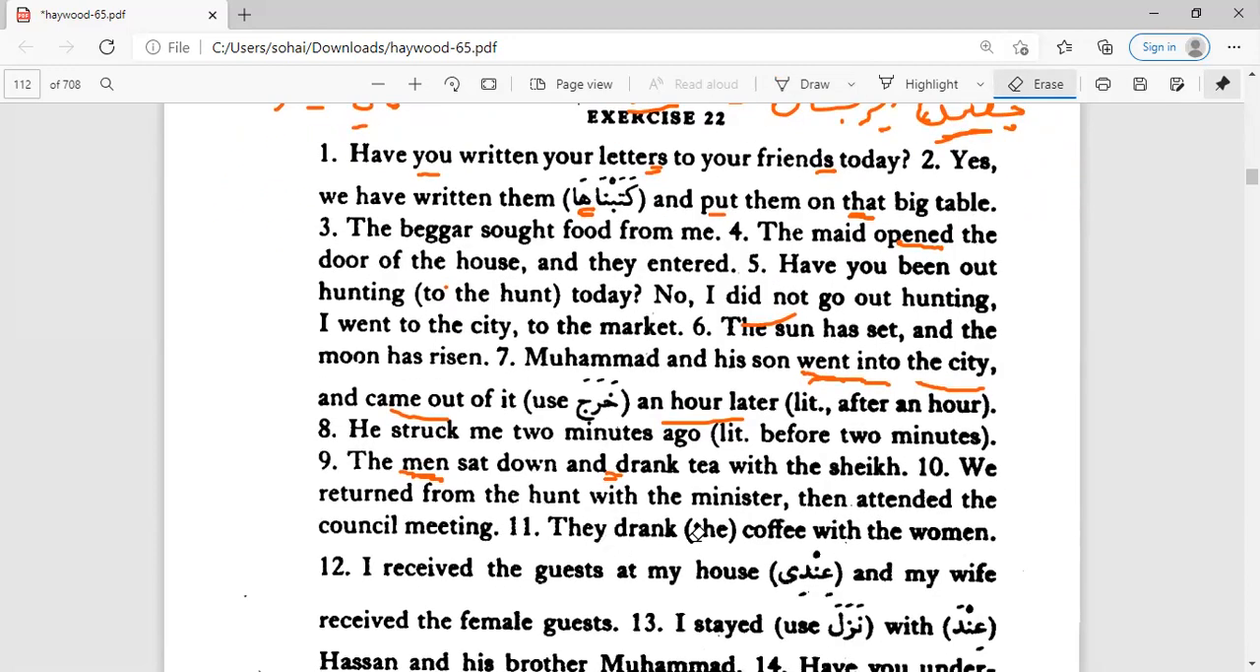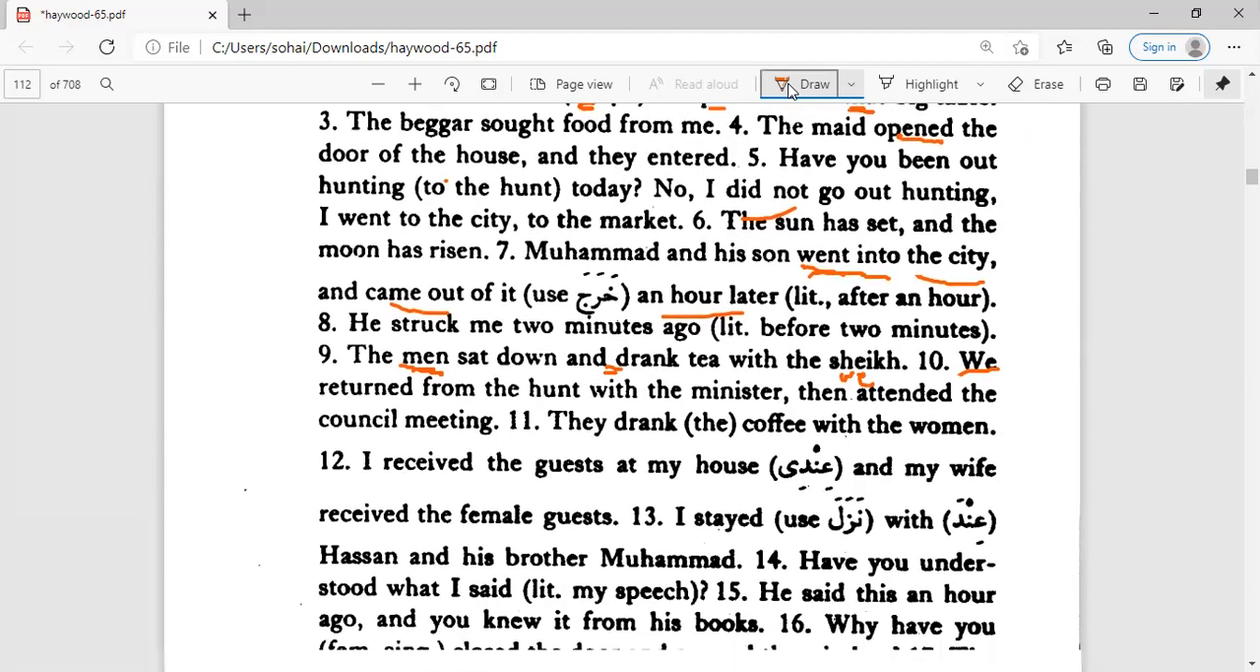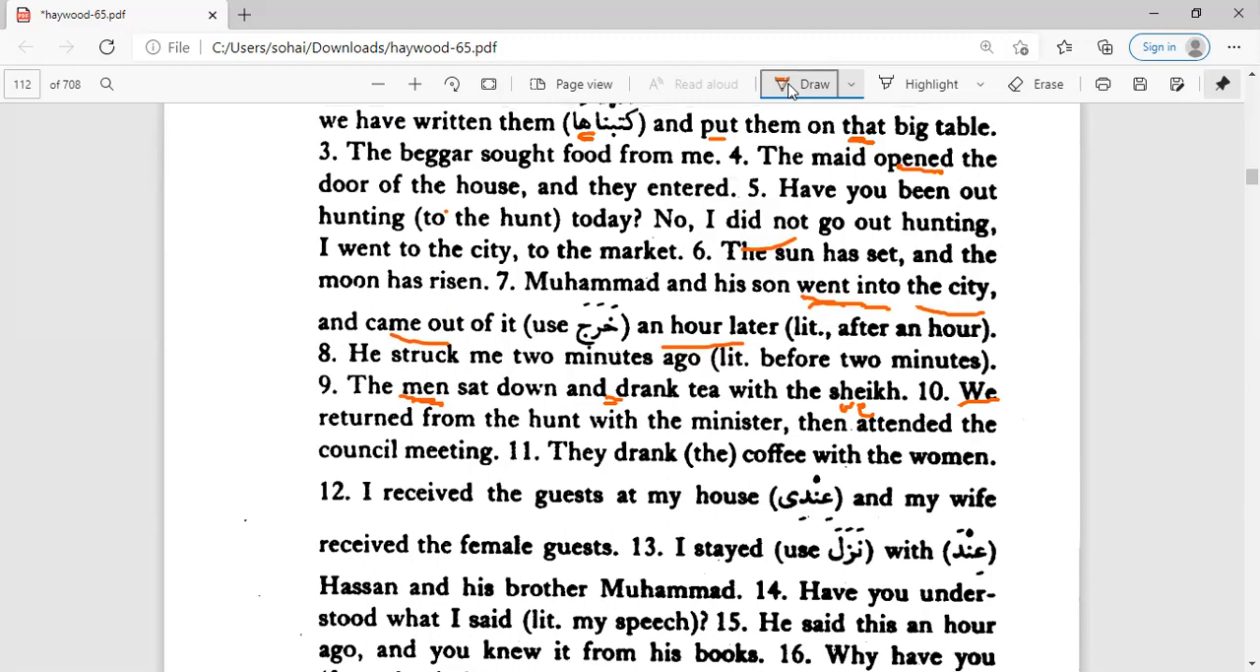Number 10: we returned from the hunt with the minister, then attended the council. So again, the key here is "we". If you look at "then attended", you could say "then we attended", right? In Arabic, we're going to write "we attended". Number 11, you could do that yourself: they drank the coffee with the woman.